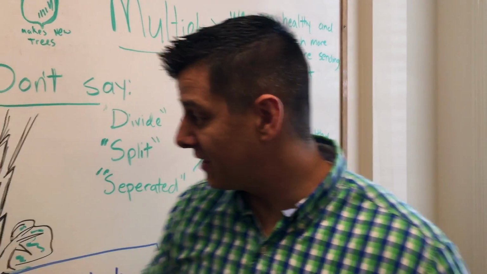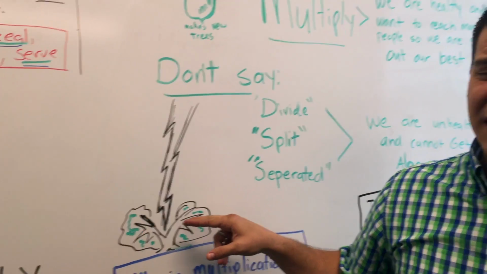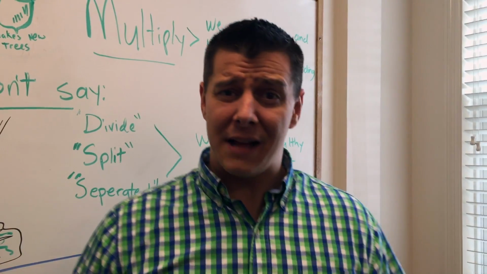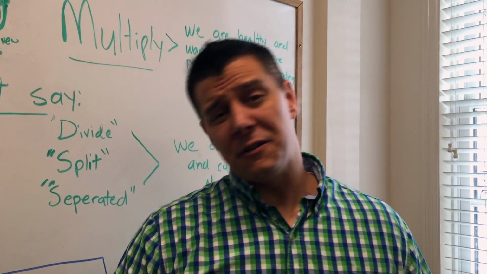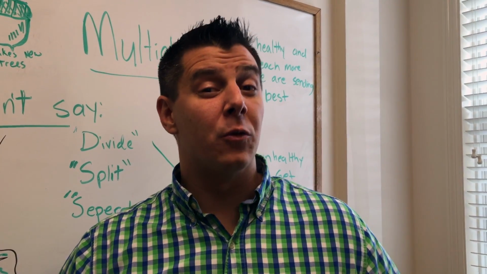The picture of division is like lightning striking this oak tree and tearing it in two. You know, that's not what we want. We don't want your class to divide because they're mad or some people want to leave. We want healthy classes that love each other very much and want to reach new people.